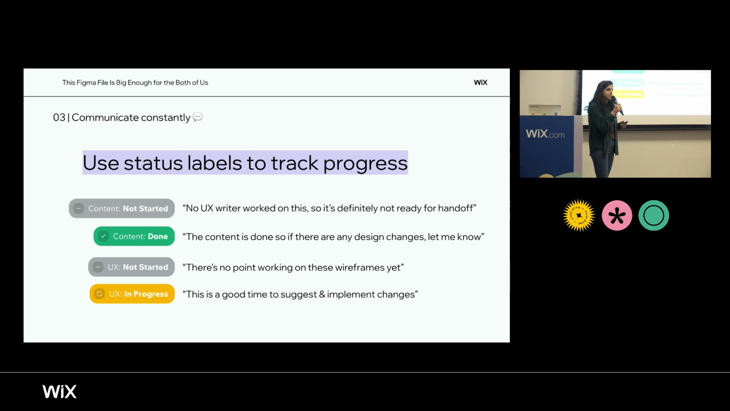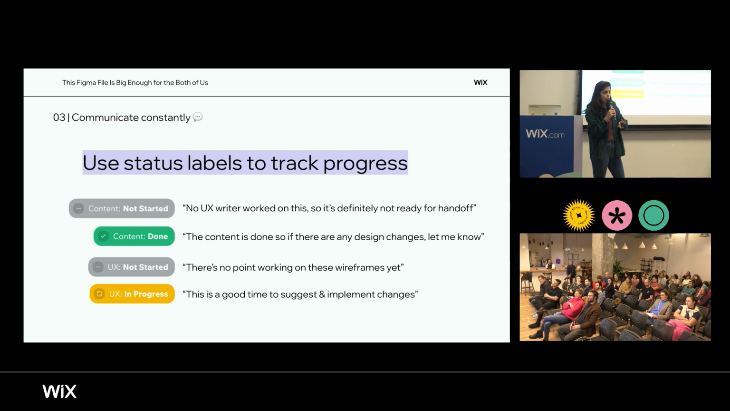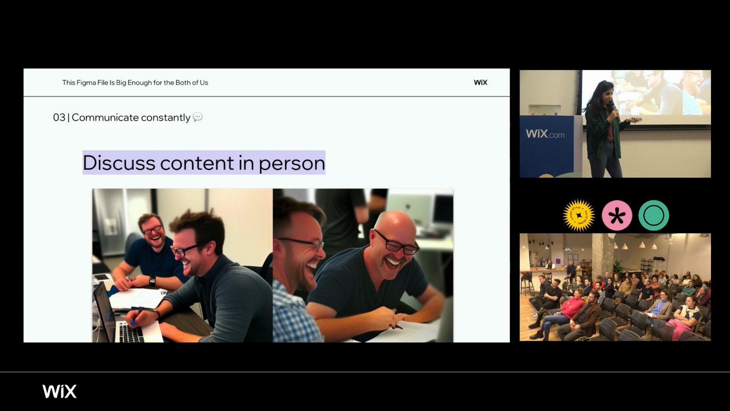So status labels are just a really good way to communicate the overall status of something. They're not a good way to have a conversation, right? A conversation should happen in person, all right? So again, this is what we look like when we're very happy and we sit together and we talk about things and we have actual conversations on Zoom or in person or on Slack is also fine.